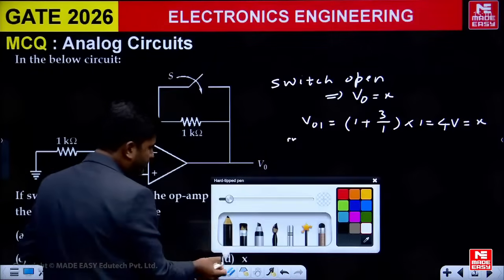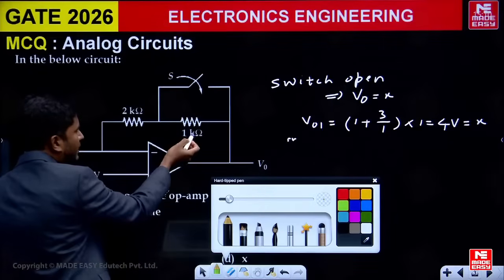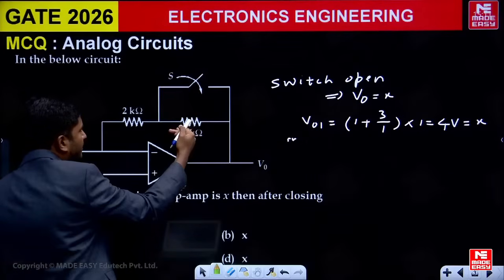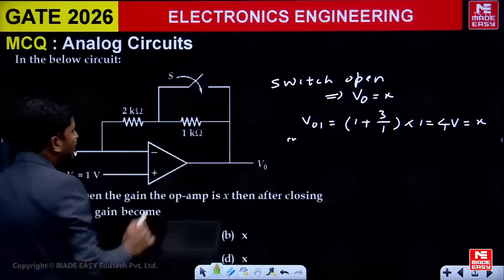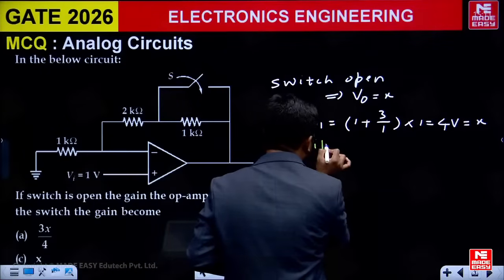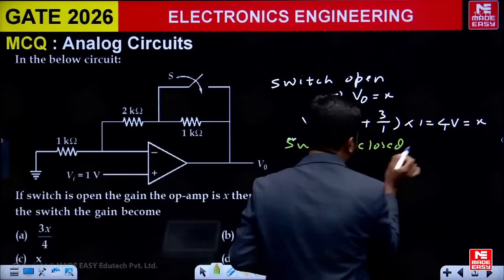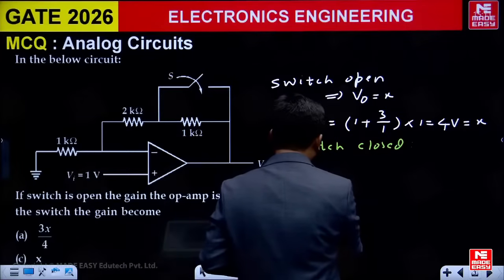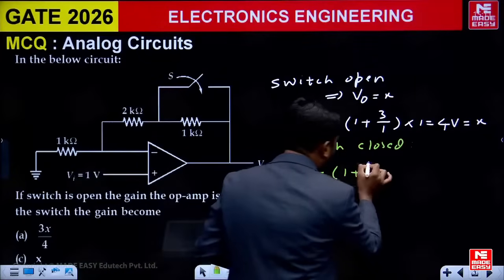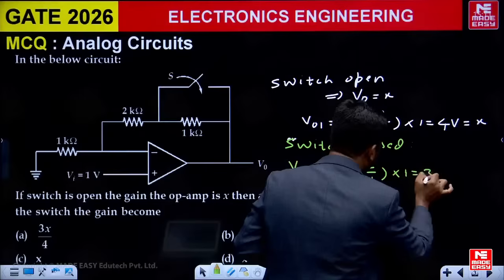And then if the switch is closed, this resistor will be dead. When the switch is closed, it's like a short circuit in parallel to the resistor, then this 1K will become dead, only 2K will remain. Let me write here, switch closed. If the switch is closed, we will be getting output, let me call it V02. It will be 1 plus 2 by 1 into 1 volt. This is like 3 volt.